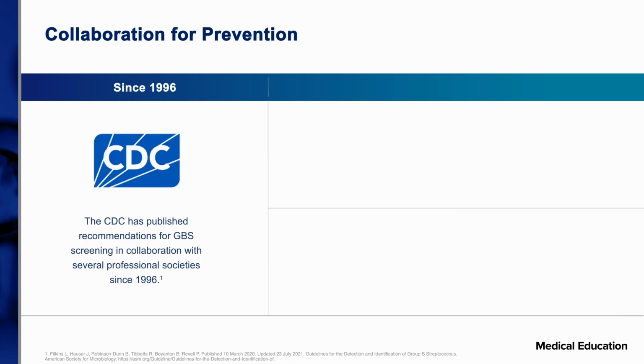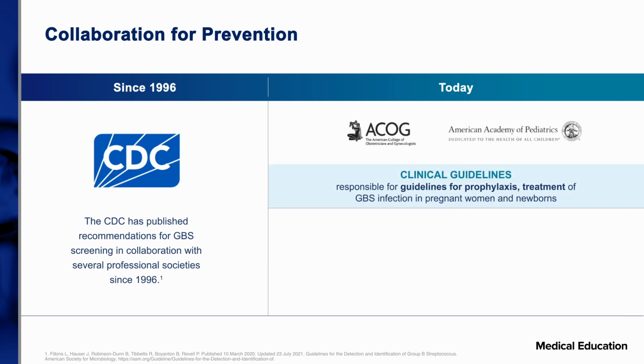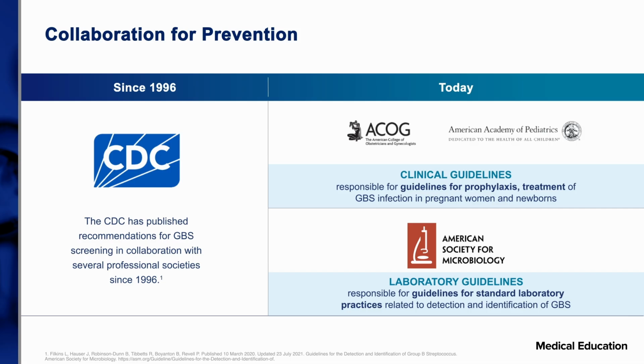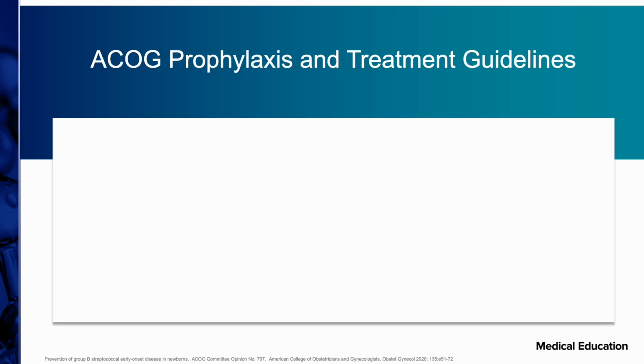And as time has gone by, today the societies that are currently covering the guidelines are really split into the clinical guidelines and the laboratory guidelines. So in the clinical guidelines, we have the American College of Obstetricians and Gynecologists, or ACOG. We have the American Academy of Pediatrics, which is AAP, and they write the guidelines on prophylaxis and treatment for GBS infection in pregnant women and newborns. And then we have the laboratory guidelines. These are the guidelines that function to tell the laboratory the best way to identify group B strep. So we'll start with the ACOG prophylaxis and treatment guidelines.